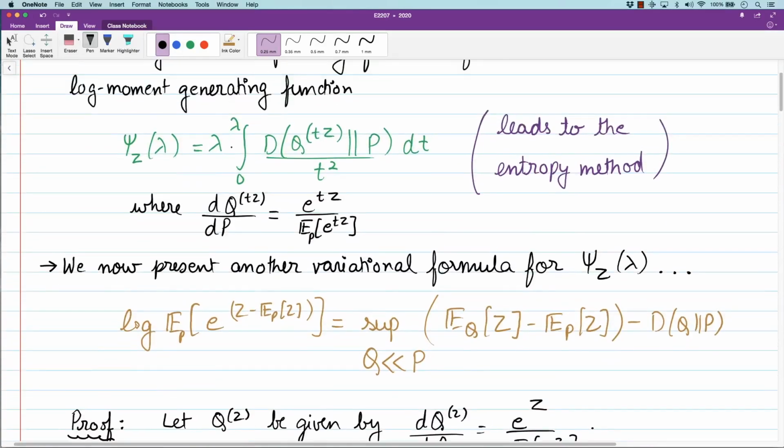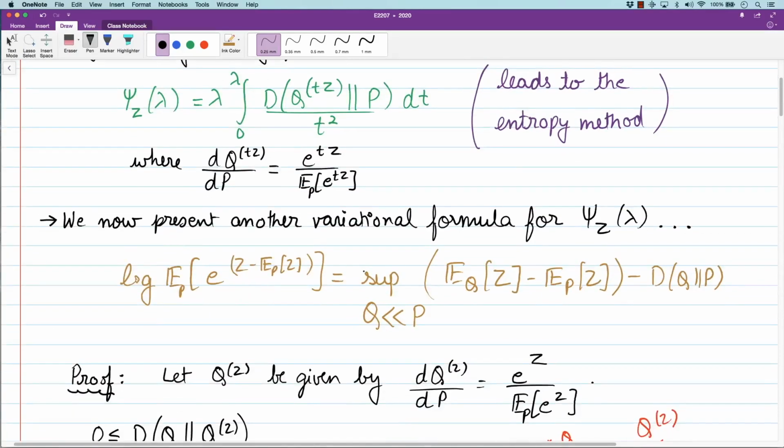Just like this entire entropy method was based on this particular formula, as I've mentioned several times earlier, the transportation method will be based on the Gibbs variational formula. There we will use the fact that this difference can be controlled using a transportation inequality in terms of divergence, and that will yield another upper bound for the log moment generating function, leading to sub-Gaussian concentration bounds. So see you in the next lecture.